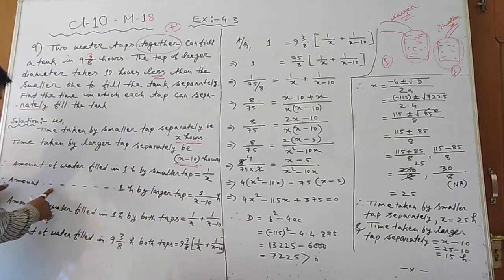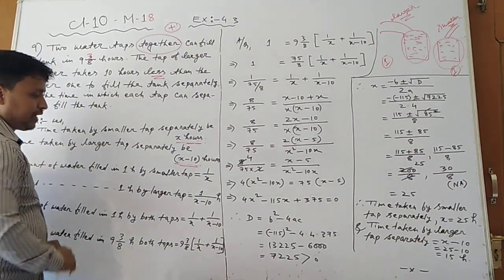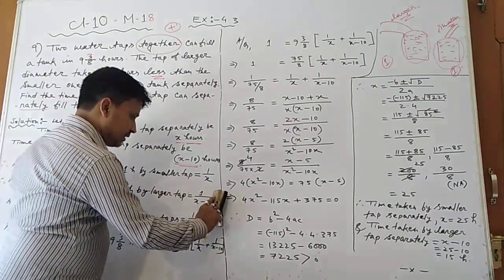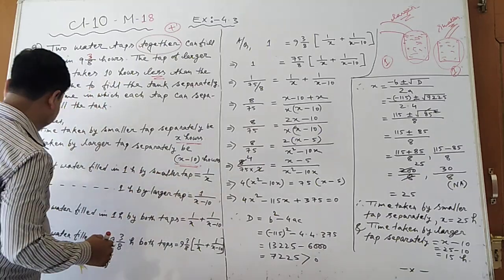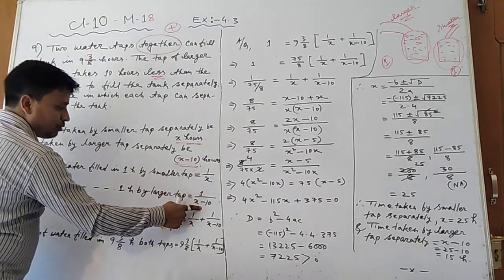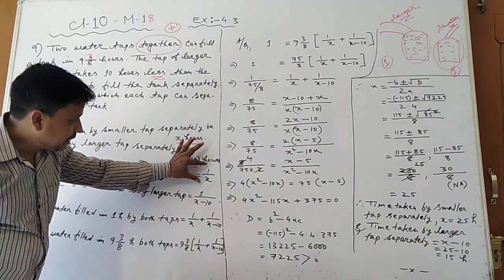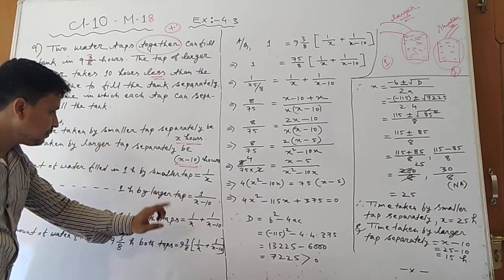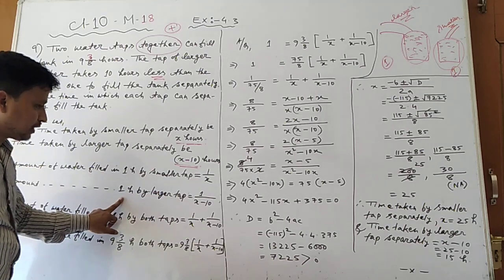Then the amount of work done by the larger tap in 1 hour time is 1 by x minus 10. These are the amounts of work done separately. The amount of work done separately by the smaller tap, and the amount of work done separately by the larger tap. It is the capacity to do the work by the smaller tap in 1 hour time, and the capacity to do the work by the larger tap in 1 hour time.